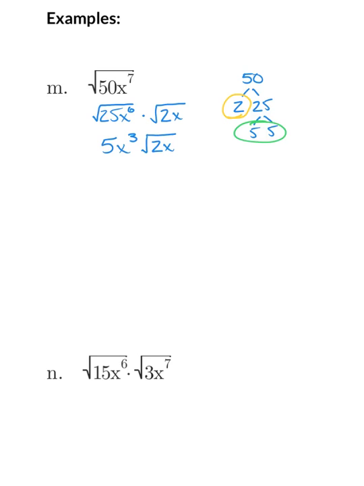Okay, now what about x to the 7th? If I write out 7 x's, how many groups of 2 can I make? I can make 1, 2, 3 groups of 2. So that is where I get my x cubed on the outside. I still have 1 left over that cannot be paired up, and so that will stay inside.